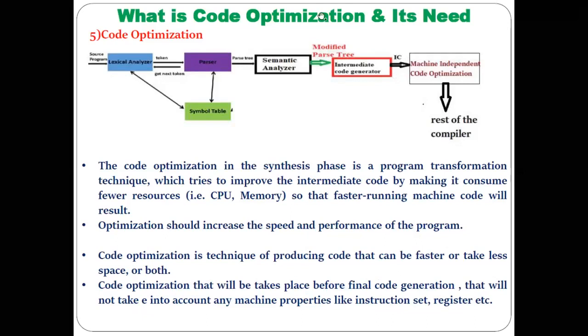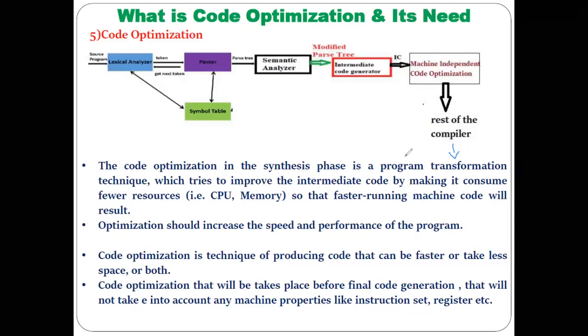And the code optimization which happens after the code generation is called machine dependent code optimization, because the optimization that happens after code generation has to take into consideration machine properties like instruction set, registers, etc. Okay. I hope you understood why we call it machine independent code optimization.